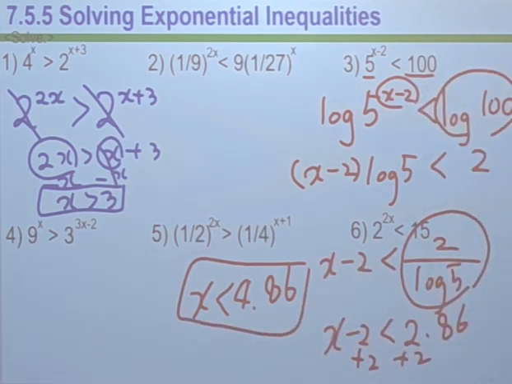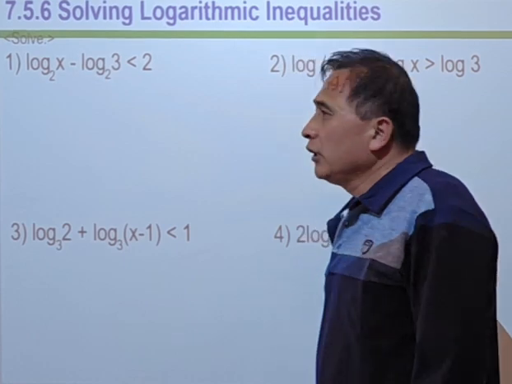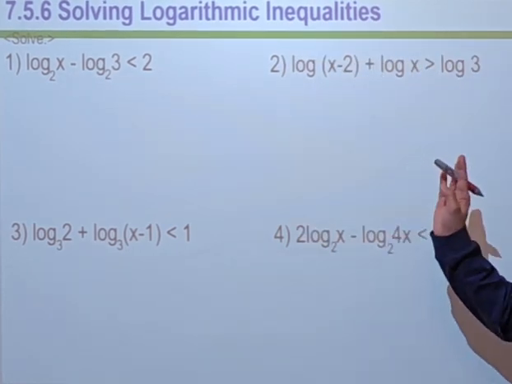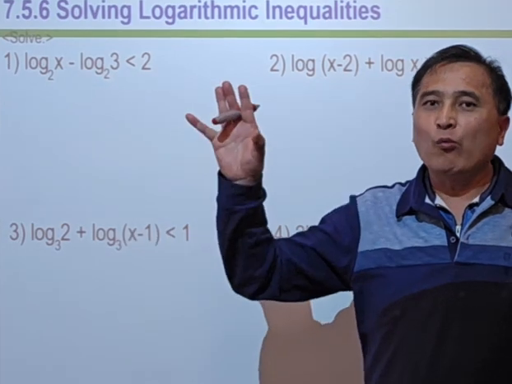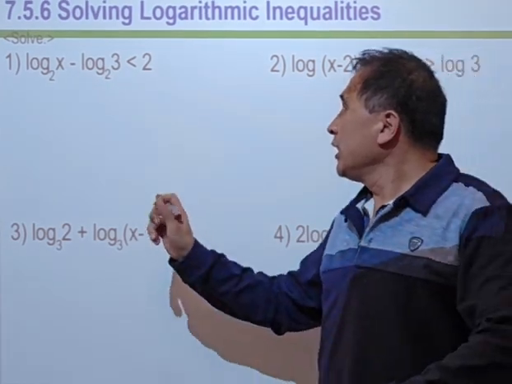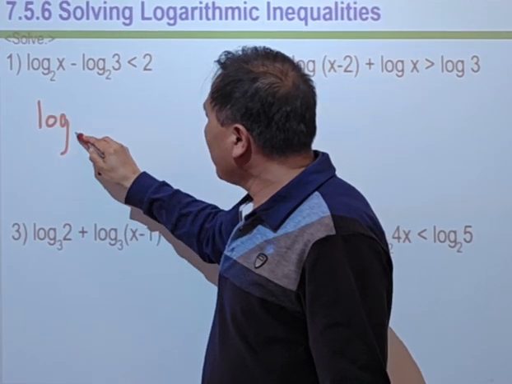So exponential inequality can be solved that way. But now log. So log, when you solve log inequality, you need to make one side, both sides should have one log. So this one you can combine, yes, log base 2 same, then you can combine.